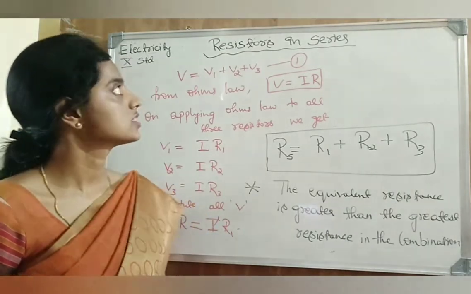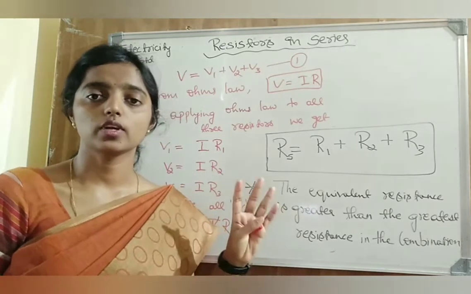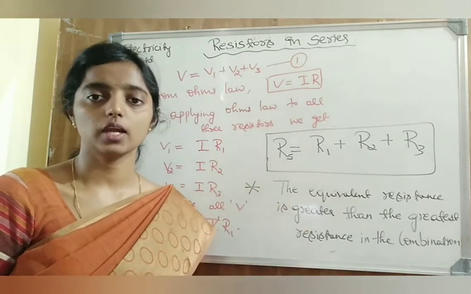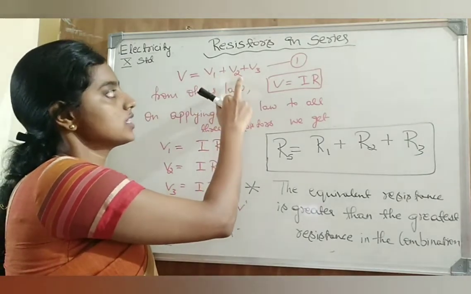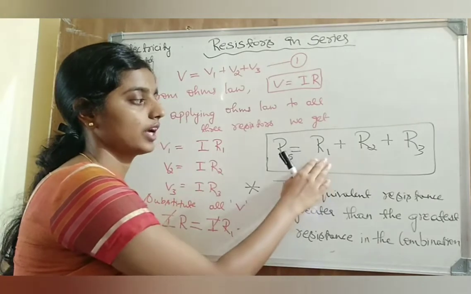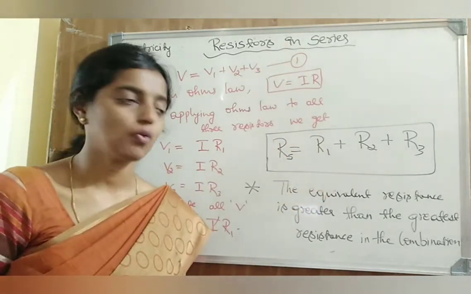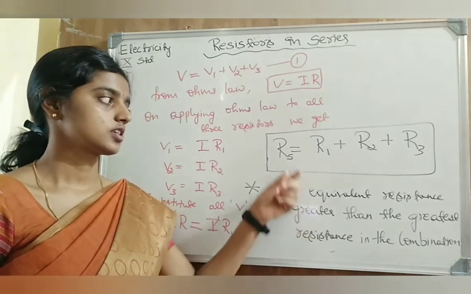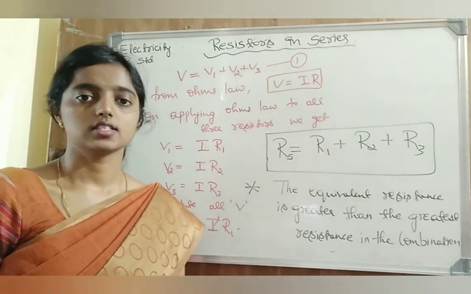Under resistors in series, we learned 4 main points. The first one is about current, that is current will be the same, and the second one is potential difference, that is V is equal to V1 plus V2 plus V3, and the third point is we derived an equation or a formula for the resistors in series, and the fourth point is the equivalent resistance will be greater than the greatest value of the resistors.